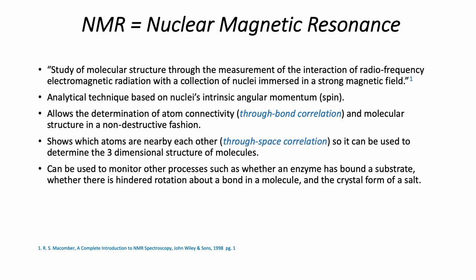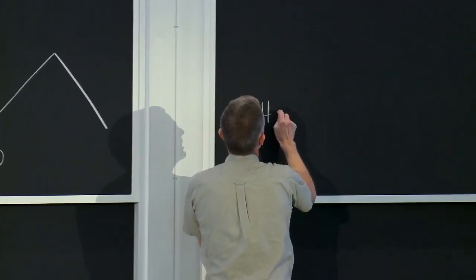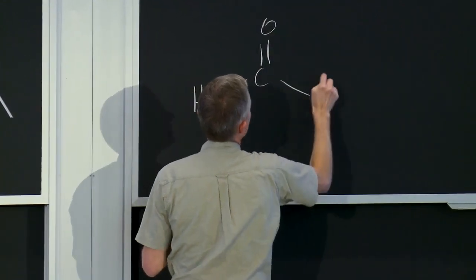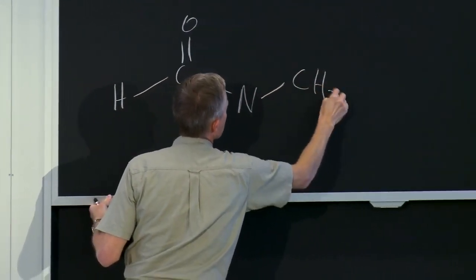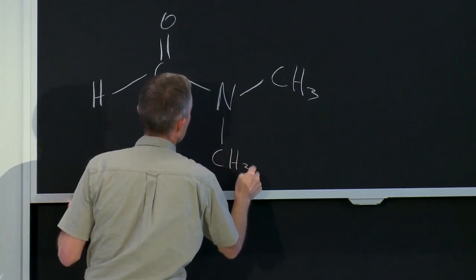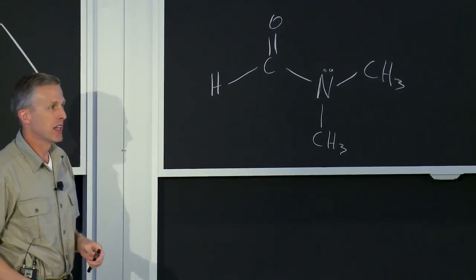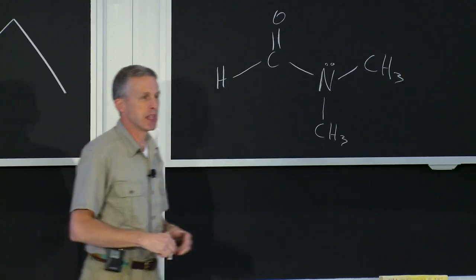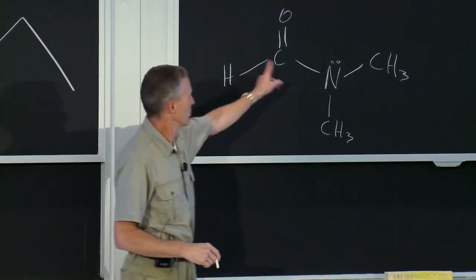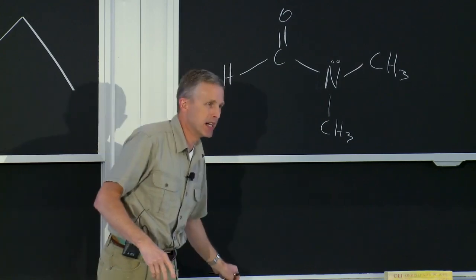And you can use it to monitor other processes too, such as whether a protein is bound to a small molecule, whether there's hindered rotation about a bond. So something like, where'd my chalk go? If you take something like dimethyl formamide, this bond here has partial double bond character, and you can see separate peaks for those methyl groups, and you can rationalize it by the hindered rotation around that bond.